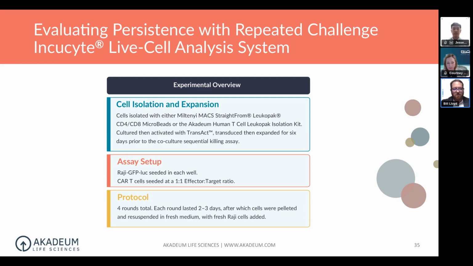And so for this work in particular, we compared it to a small scale Miltenyi isolation with a CD4/8 positive selection, activated those cells with TransAct, and then initiated this work 6 days after isolation. We co-cultured with Raji GFP Luke cells, and we repeat challenged them 4 times, with each round lasting 2 to 3 days.